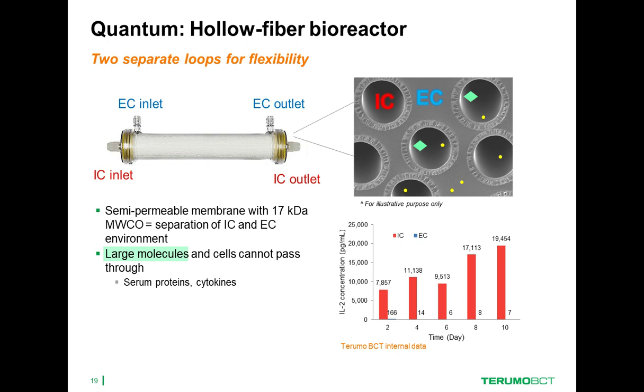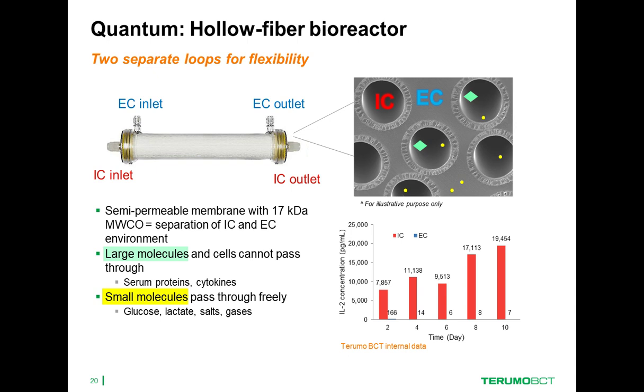We can keep cells and large molecules such as serum proteins and cytokines in one environment, while small molecules such as glucose and lactate can freely move between the two environments. This design helps to greatly reduce cytokine usage and therefore cost by limiting the cytokines in the IC loop with the cells and exchanging glucose and metabolic waste using basal media on the EC side. We will speak later about this advantage.